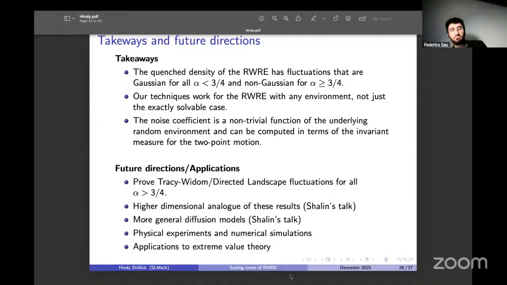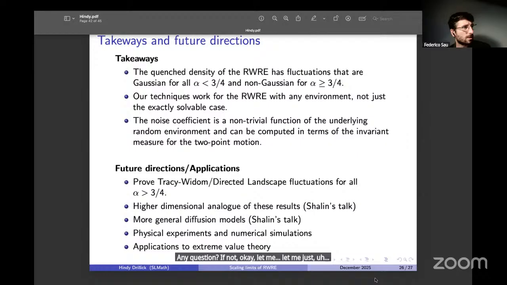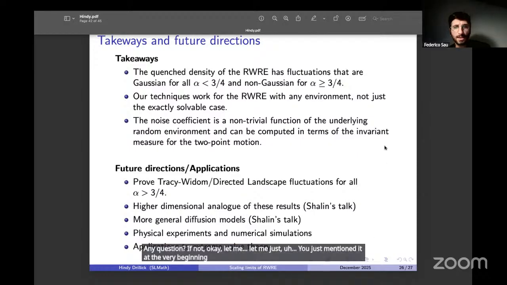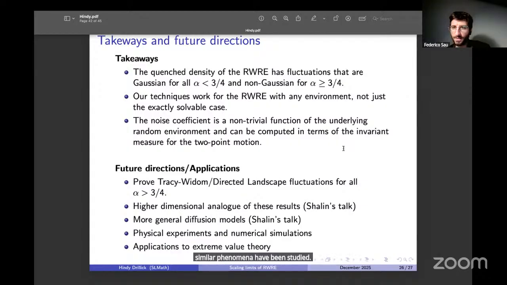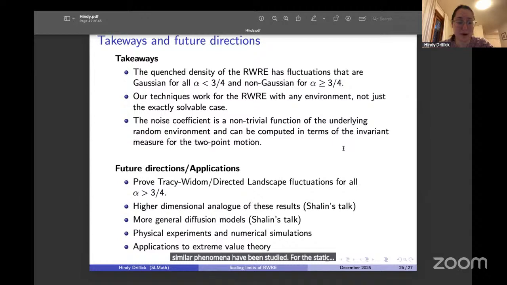Any question? If not, let me maybe just, you just mentioned it at the very beginning. So the static case, this CNI random walk, I'm not familiar with the literature. I mean, similar phenomena have been studied for the static. So that model behaves quite differently.